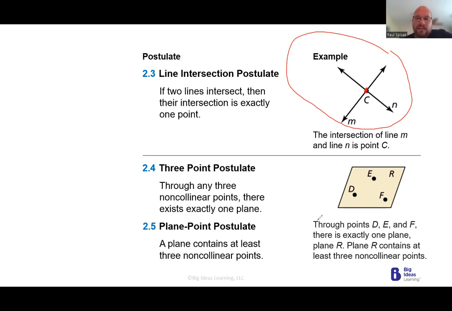So the opposite of that, a plane point postulate: a plane contains at least 3 non-collinear points. It's essentially almost the converse of what that first statement was. The first one says, if we have 3 points, we have a plane. The second one says, if we have a plane, then we have 3 points. It's like what we've been doing the past couple days with 2-1. It's just the converse of that original statement.